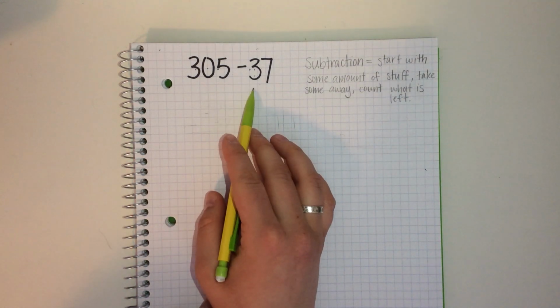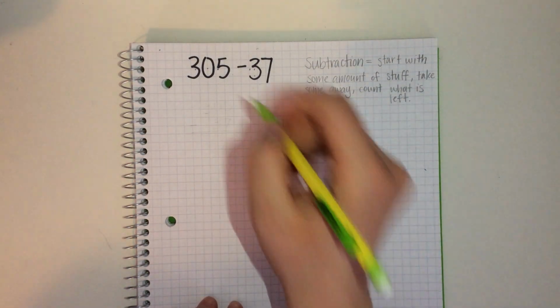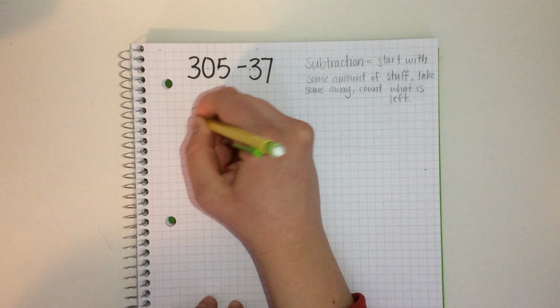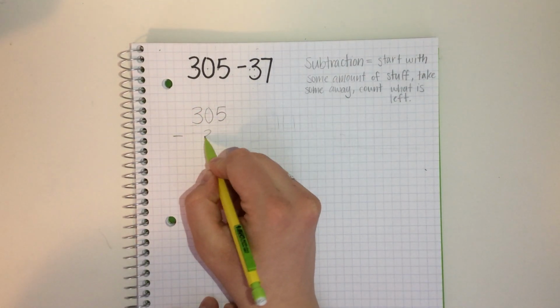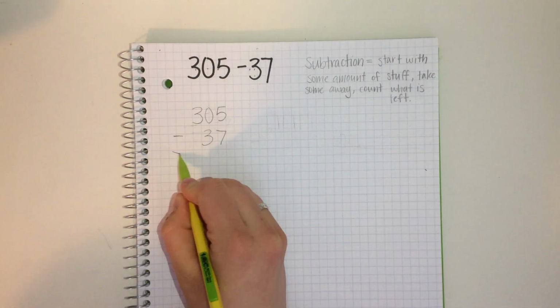So we're going to rewrite this problem so that the place values are stacked on top of each other. So we have 305 minus 37. Do our equals bar.